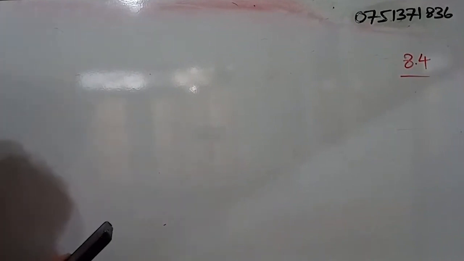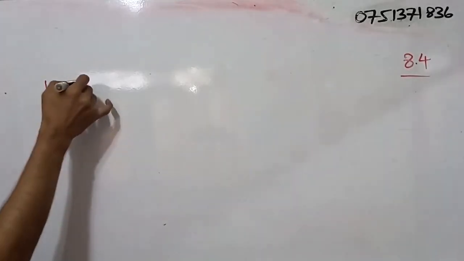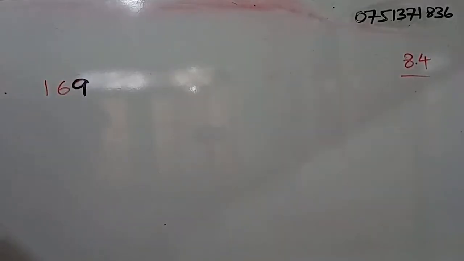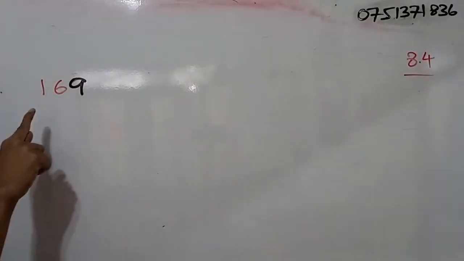Exercise 8.4, question number 2. Check whether the given numbers are perfect squares and find the square root of each number which is a perfect square. Under that, part 1, we have the number 169. The digit on the ones place is 9. That means this can be a perfect square.